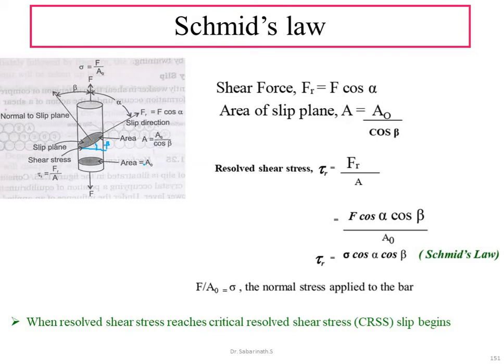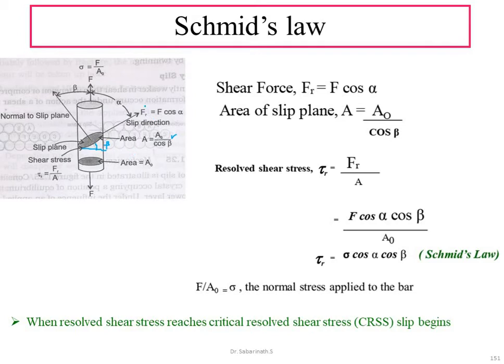We can say that this A naught, if we resolve it to here, is equal to A cos beta. In other terms, the area of the slip plane is equal to A naught by cos beta. Please keep this in mind.